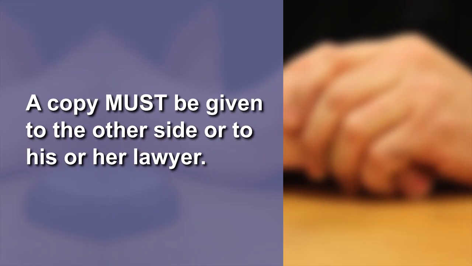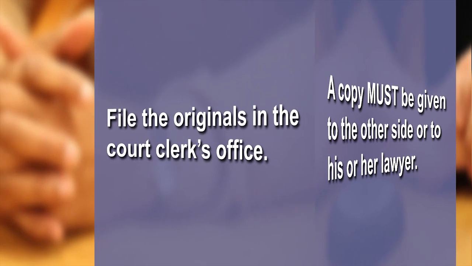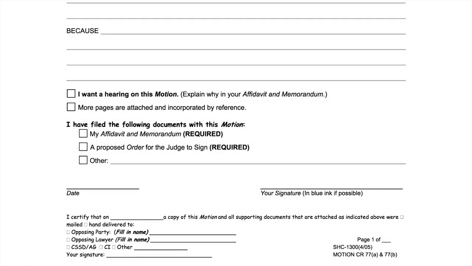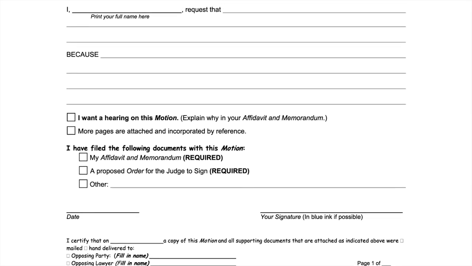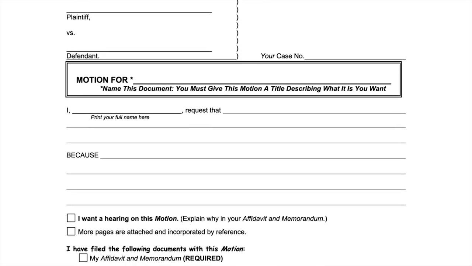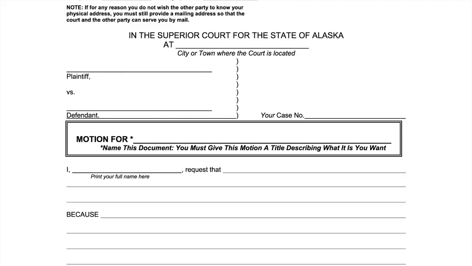After you've completed the forms, make 2 copies. 1 copy is for your records, and 1 copy must be mailed or hand-delivered to the other side or to his or her lawyer. File the originals in the court clerk's office. We are now going to prepare a motion as an example. Suppose you're asking the court to order the other side to return a boat you own together.